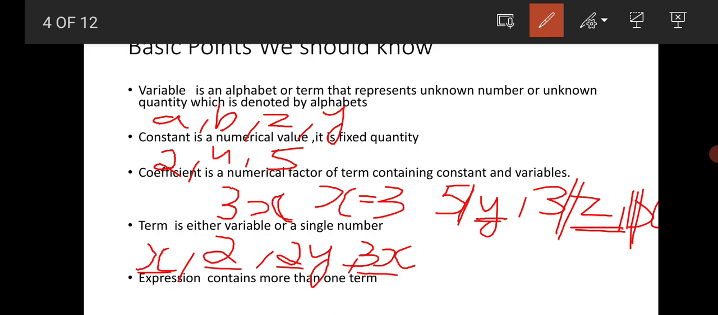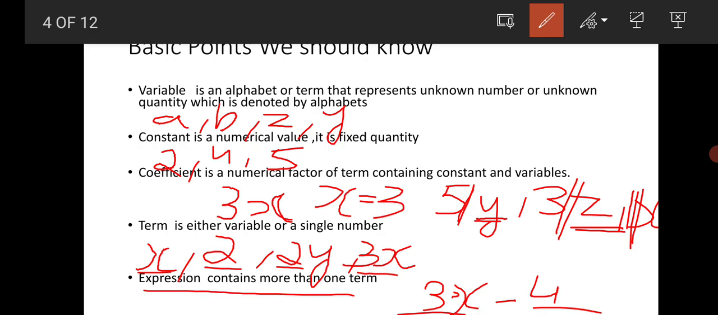Okay, we will go to expressions. Expressions are those which contain more than one term. For example, 3x minus 4. Here there are more than one term: one is 3x and another one is 4. Totally there are two terms. It is called a binomial, but mainly we first call this an expression. Expressions contain more than one term. Okay guys, we will move to the next slide.